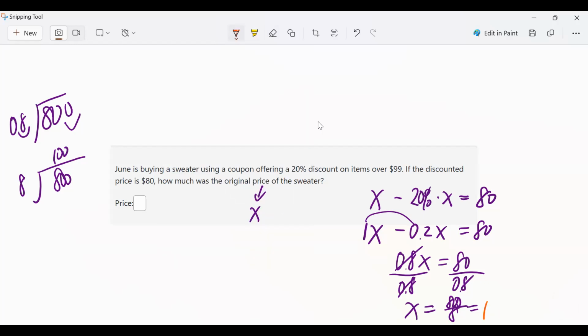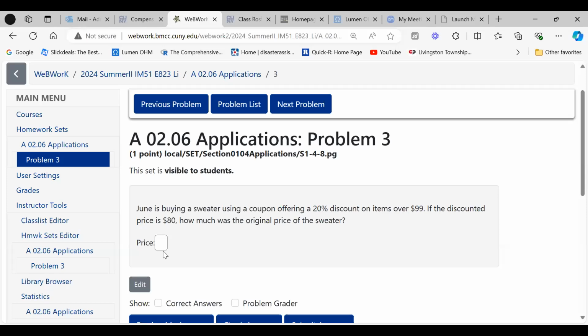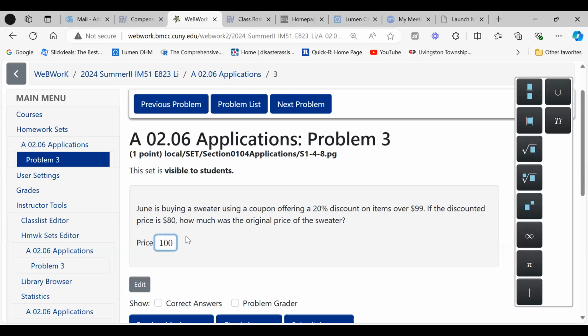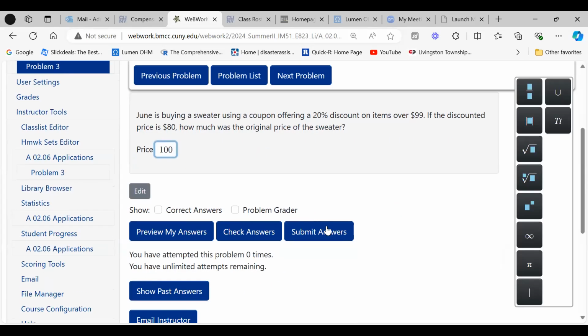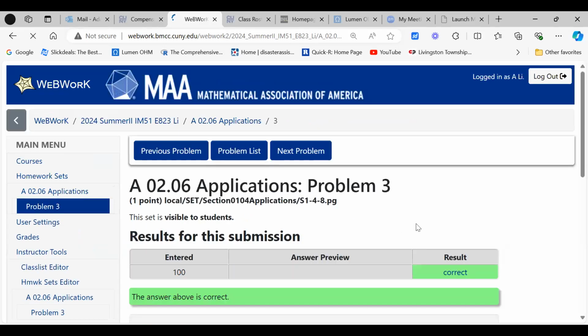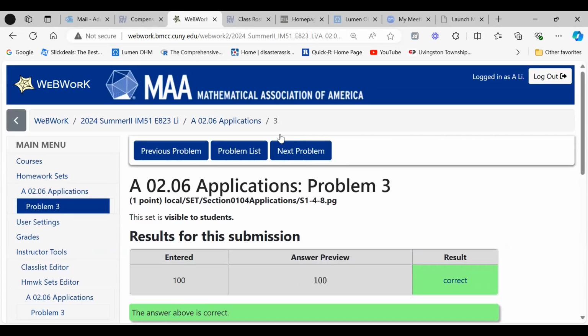Any question about this? So the original price will be $100. But the important thing is to set up the equation and then solve for the unknown. That's a very important skill to have in terms of solving algebra problems.